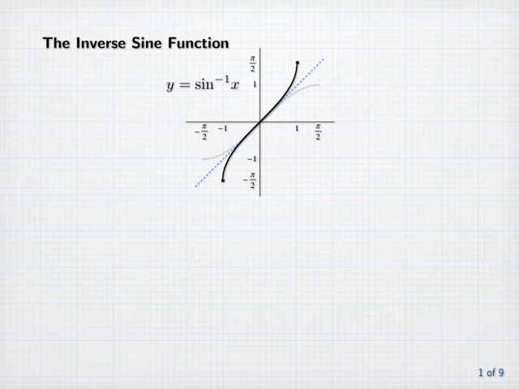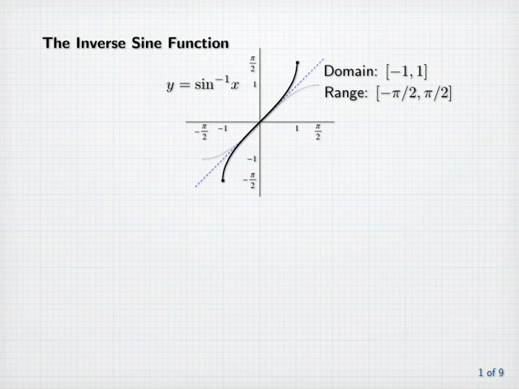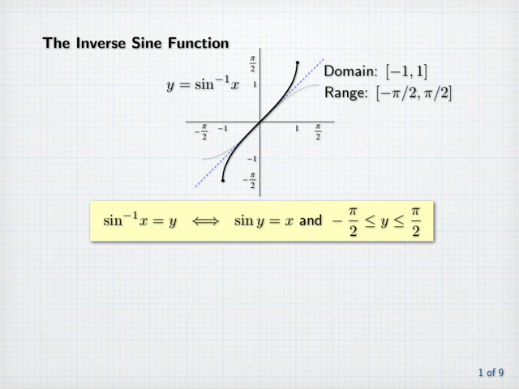Its domain is the closed interval from minus 1 to 1, and its range is the closed interval from minus pi over 2 to pi over 2. All this comes down to the following definition. The equation inverse sine of x equals y is equivalent to sine y equals x, and y is between minus pi over 2 and pi over 2. In other words, inverse sine of x is the number between minus pi over 2 and pi over 2 whose sine equals x.